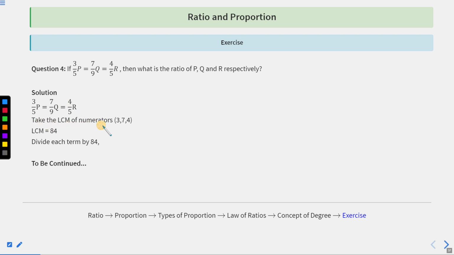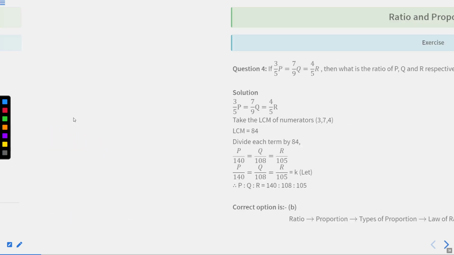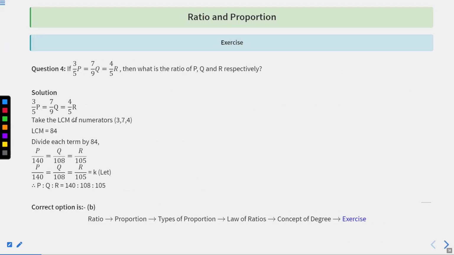So take the LCM of numerators 3, 7, 4 and LCM is 84 and divide each term by 84. So we have P upon 140 equal to Q upon 108 equal to R upon 105. So therefore we will get P is to Q is to R equal to 140 is to 108 is to 105. So the option correct here is option number B.